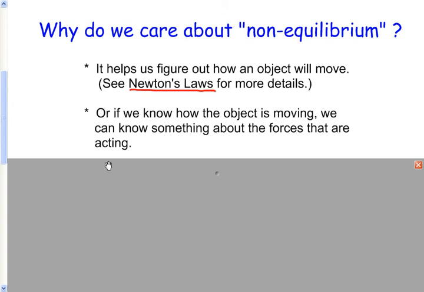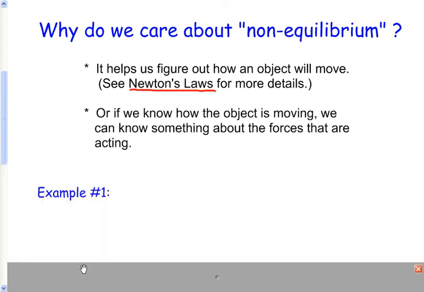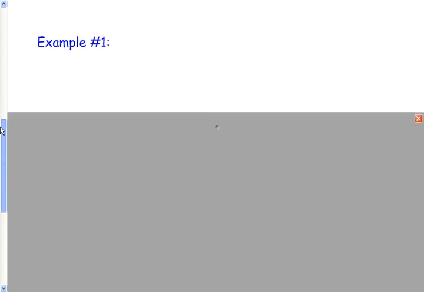Another reason to care about it is if we already know something about how the object is moving, we can also know something about the forces that are acting on it. So it kind of goes both ways. If we know about the forces, we can say something about its motion. If we know its motion, we know something about the forces. So it's like being a detective. It lets you figure things out. All right, so let's get right to some examples.